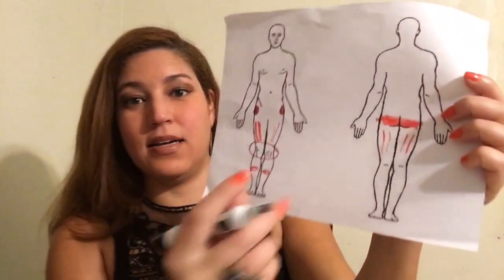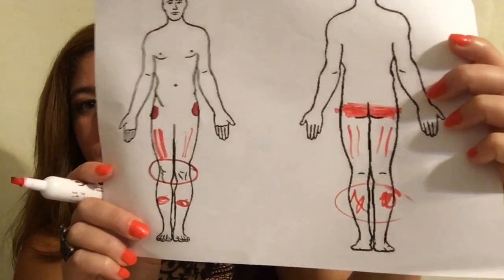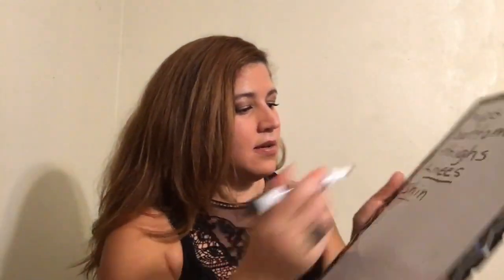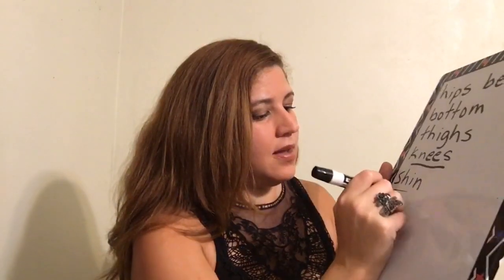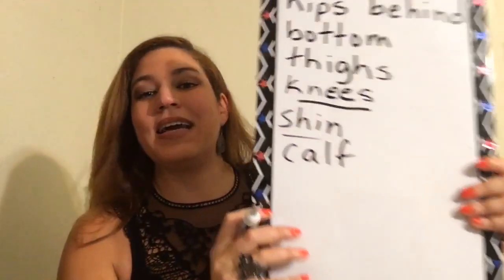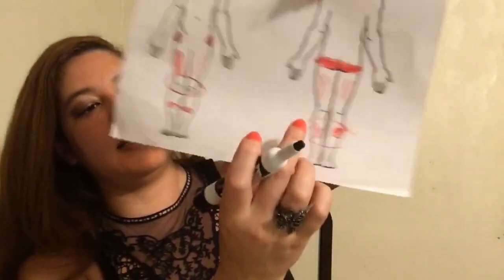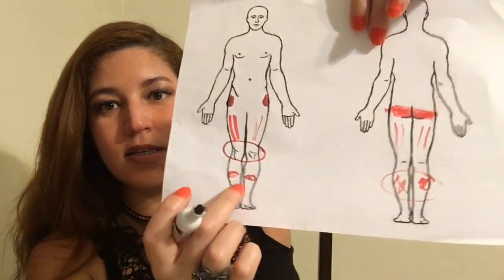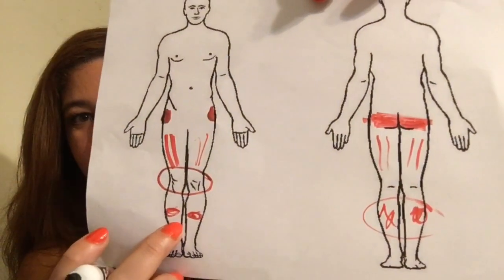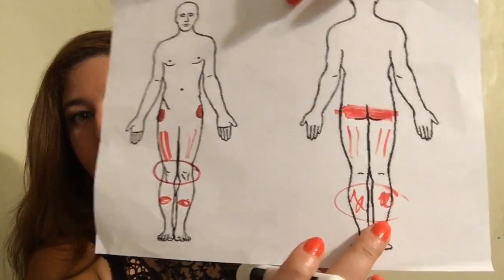Be quiet, shin. But in the back, right here, this part in the back of the body is your calf, okay? And we spell it C-A-L-F, your calf. So the calf is this part in the back. This in the front is the shin. This one is the calf, okay?